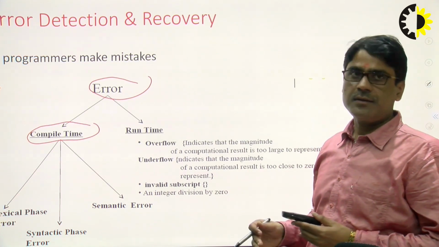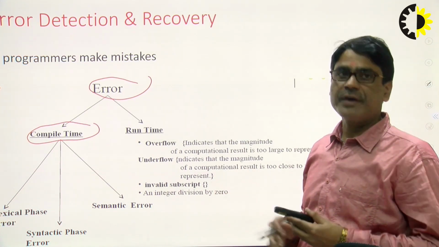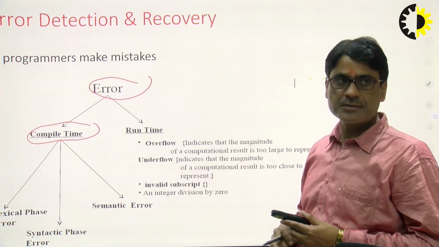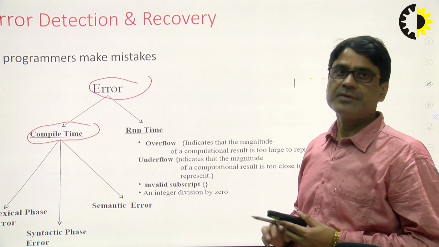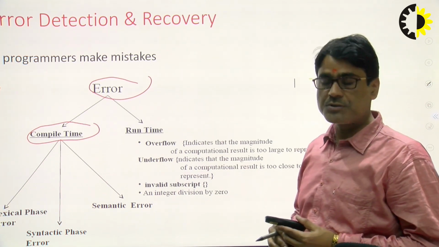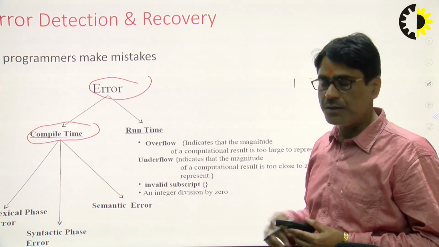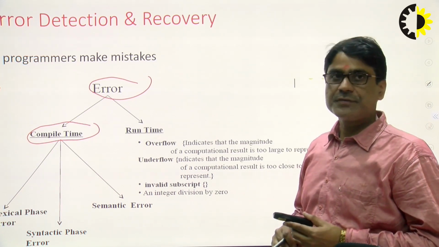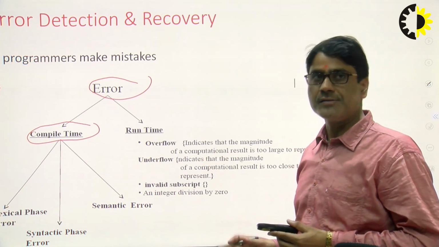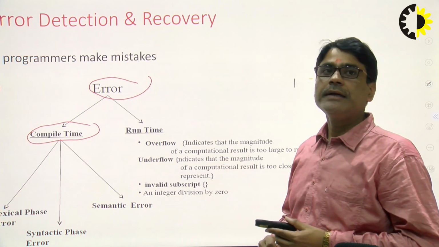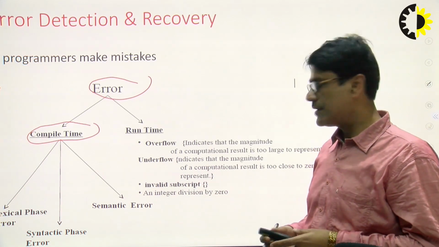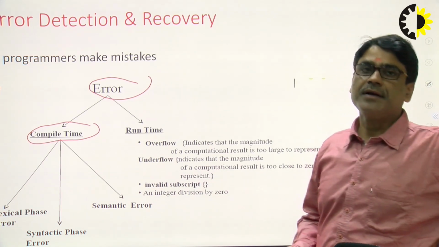Whatever error may be generated in any phase is related to these three kinds of errors, that is lexical, syntactic, and semantic phase error. Everywhere, whether it is generated at runtime, in the intermediate code generation phase, detected in the code optimization phase, or detected in the code generation phase, the kinds of errors that may be detected are these three: lexical phase error, syntactic phase error, and semantic error.